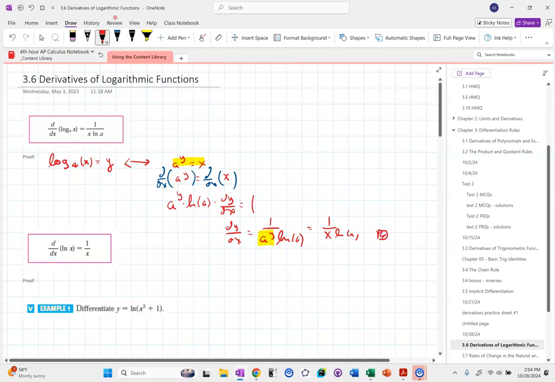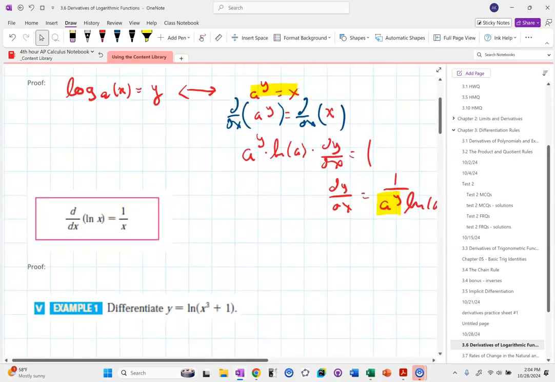Just taking advantage of that property of logarithms and the chain rule, or implicit differentiation, however you want to describe it. So it's the same, six of one, half a dozen of the other. We already did the proof for this one, right? All it is, is the previous formula where you just plug e in for a.